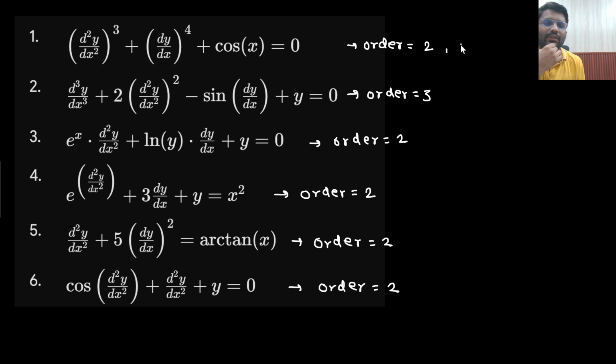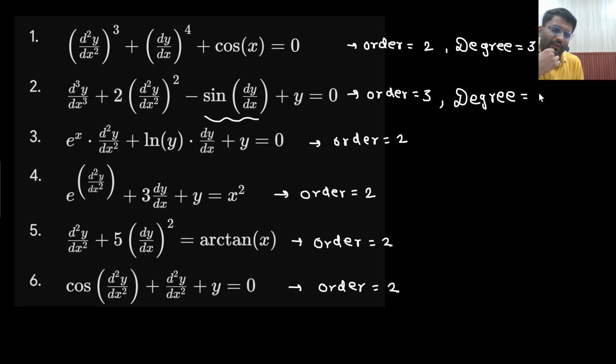What about degree? For the first question, will the degree be defined? Are you seeing any sine, cosine or anything like that? Absolutely not, sir. So maximum it is differentiated twice. What is the power? 3. There you go. Are you seeing any sine, cosine? Absolutely, sir. Dy by dx is trapped inside sine. That means, sir, degree is not defined. Here I will mark it. Degree not defined. If any of the derivatives is trapped inside sine or ln, then degree will not be defined.